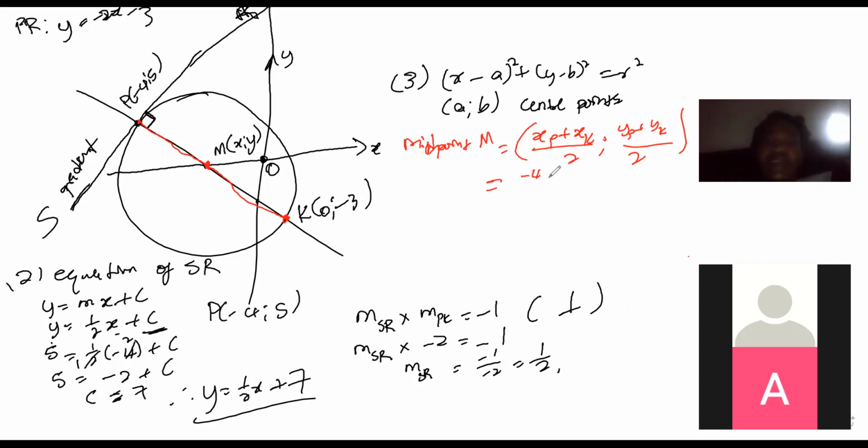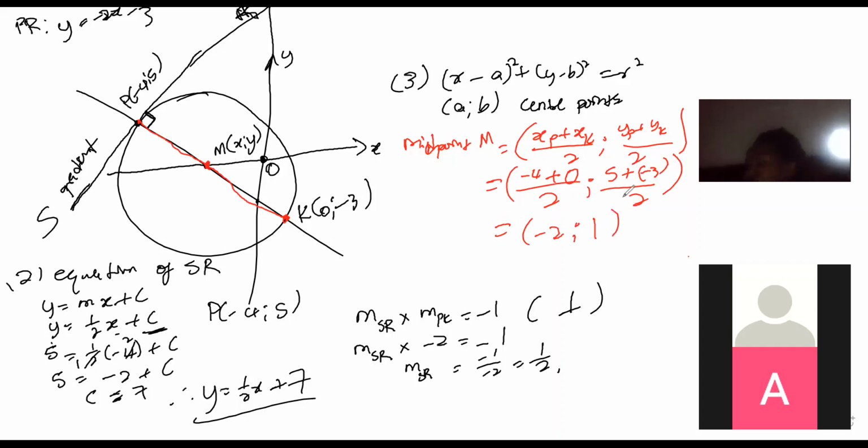So I've got XP is -4 plus 0, which is XK, over 2, and the Y coordinate of P is 5 plus the one of K, which is -3, over 2. So these are giving us -2 and 1. Okay, I hope that's right. Let me just confirm with my answers before we go far with wrong things. So now we've got the coordinates of M. So M is -2 and 1.